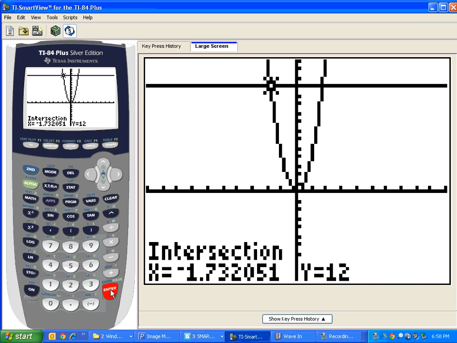So just basically hit enter 3 times. Look at that. Negative 1.73. That's the negative square root of 3, right? So we did it. Good job.